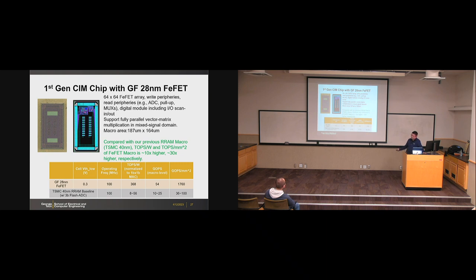At least from the post-layout simulation, compared to our previous RRAM tapeout with TSMC 40 nanometer, for this particular design with the 28 nanometer FDSOI FET, we can achieve about 10 times higher energy efficiency and 30 times higher compute density. The reason is that the FeFET on-state resistance could be much higher than the RRAM. RRAM's on-state resistance is about a few kilo ohm. But FeFET is a three-terminal device, so you can tune the gate bias a little bit to modulate the channel current. Therefore, you can intentionally increase the channel resistance, which helps reduce the power consumption. So here we can improve the energy efficiency by fine-tuning the gate voltage.